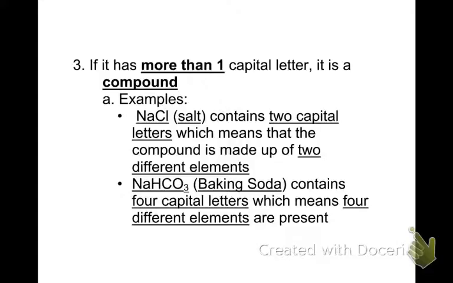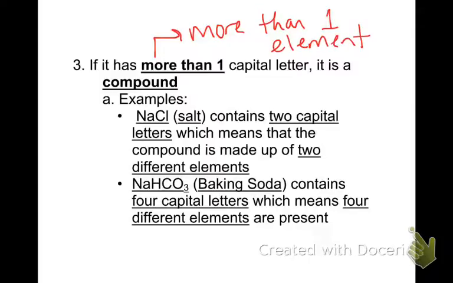If it has more than one capital letter, that means it's made up of more than one element, so it's going to be a compound. Looking at these examples, we've got NaCl, which is table salt. It has two capital letters, meaning it's made up of two different elements, sodium and chlorine. Baking soda, or sodium hydrogen carbonate, or sodium bicarbonate, has four capital letters, meaning it's made up of four different elements, so it is a compound.